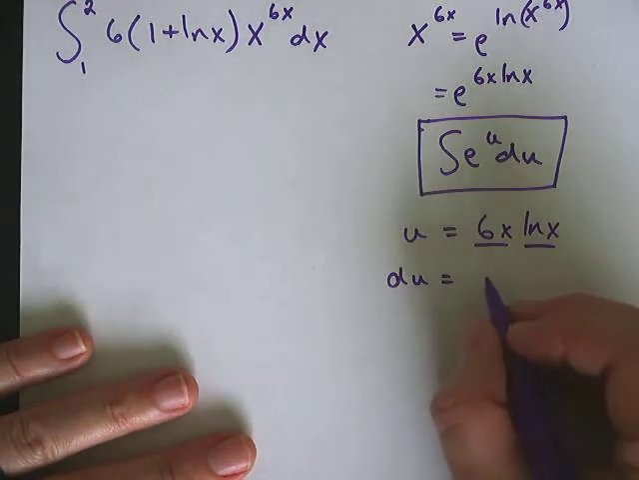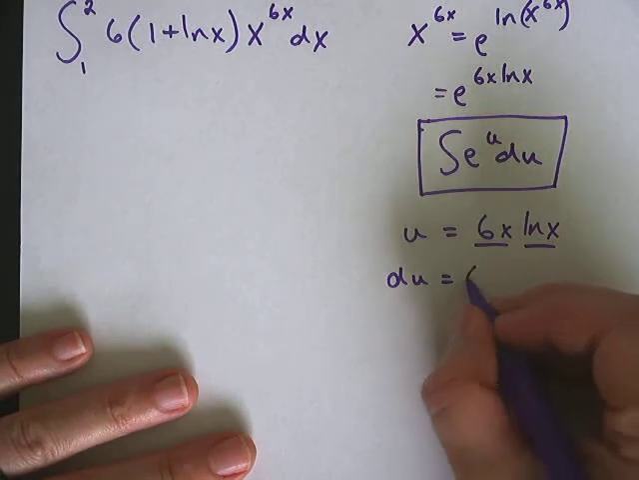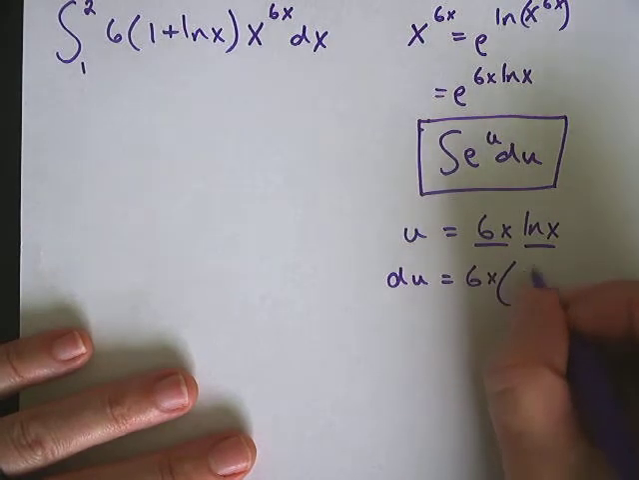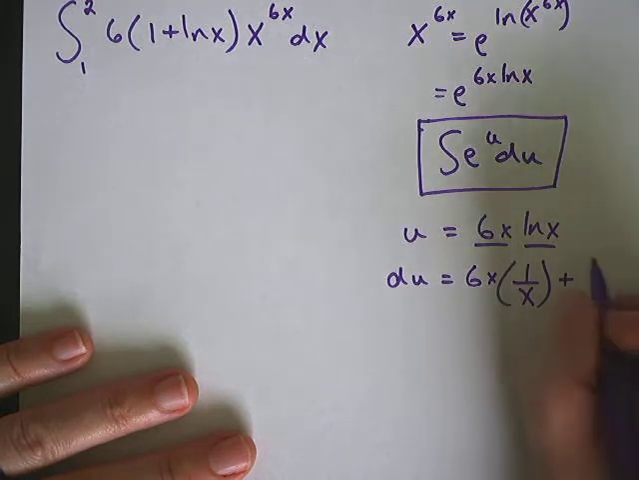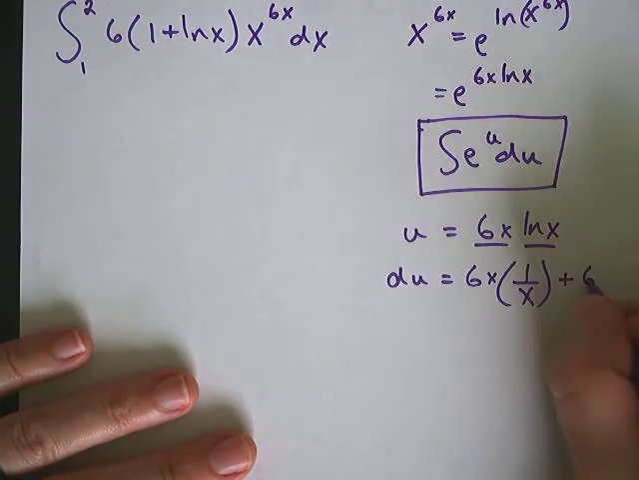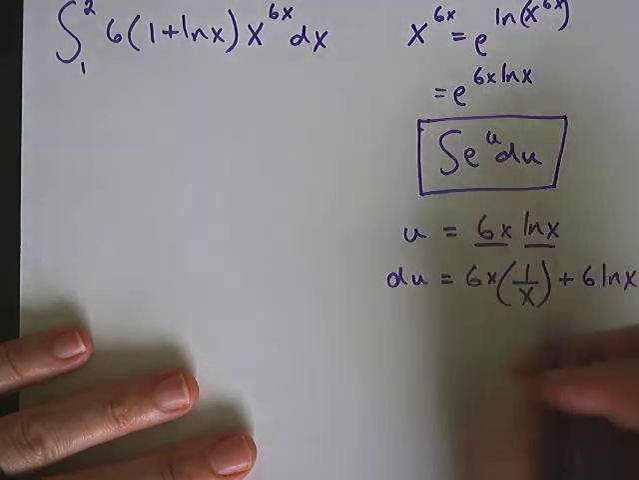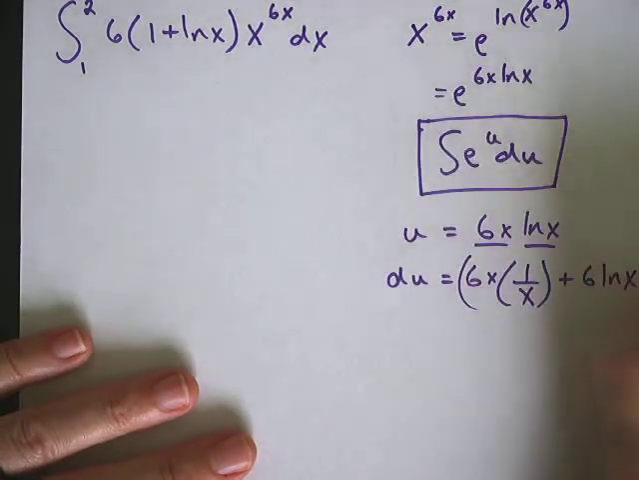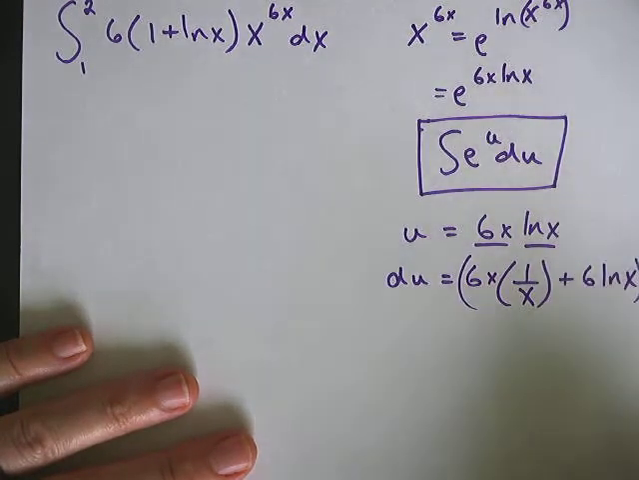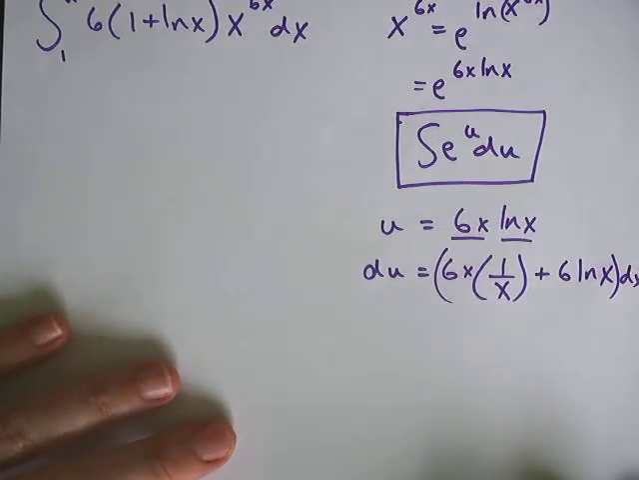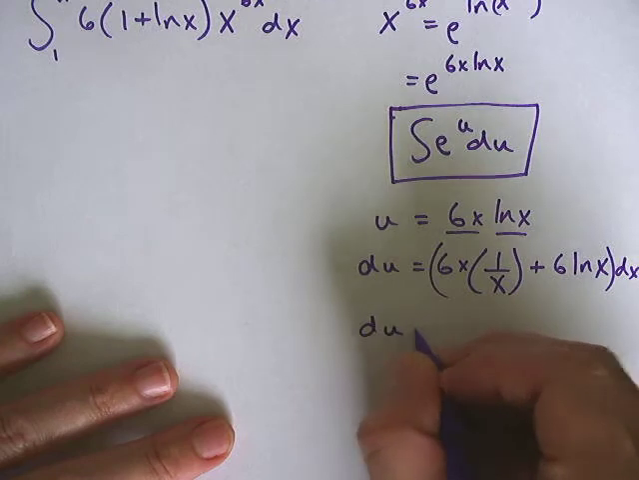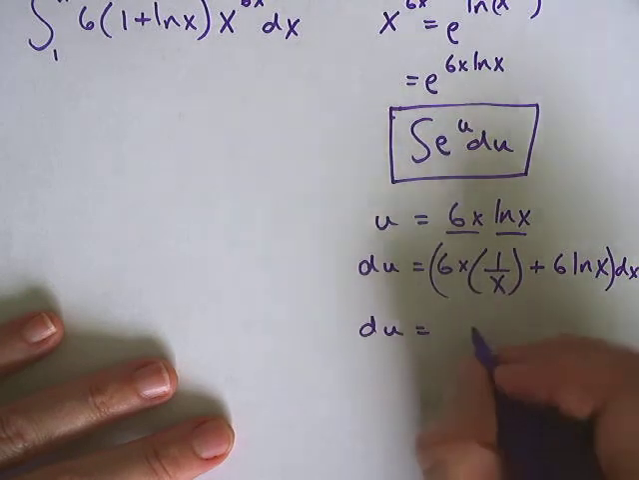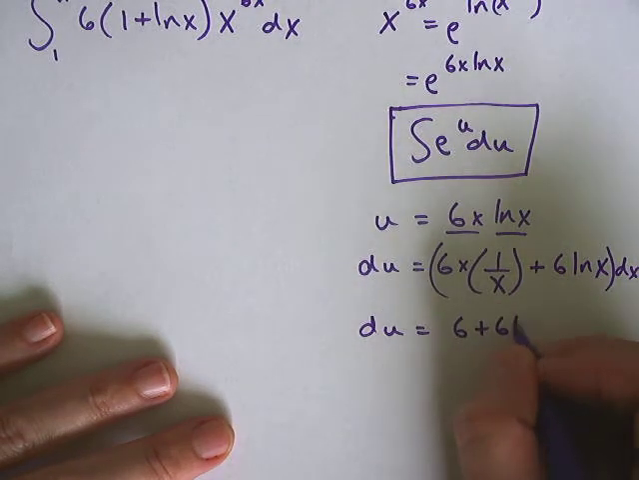So the product rule will give us 6x times the derivative of ln x, which is 1 over x, plus the derivative of this is 6 times ln x. Okay, and that is all dx. So let's clean that up a little. We get du is equal to, the x's cancel out, 6 plus 6 ln x dx.